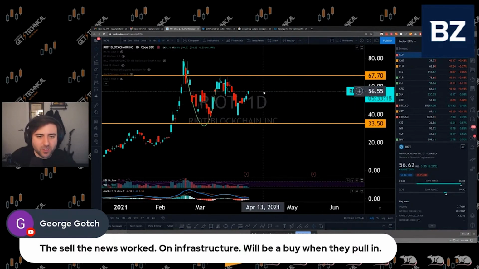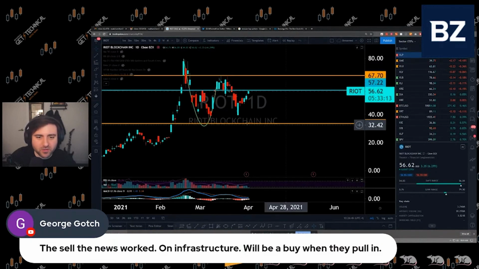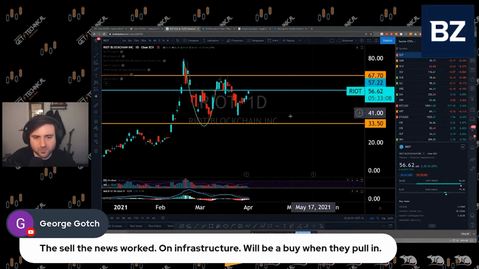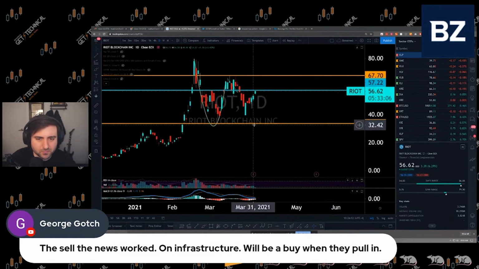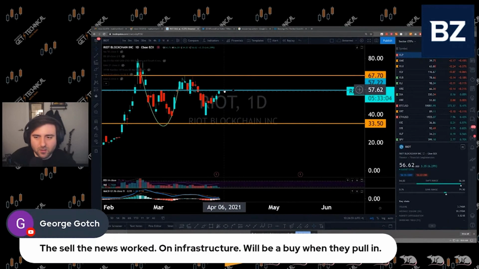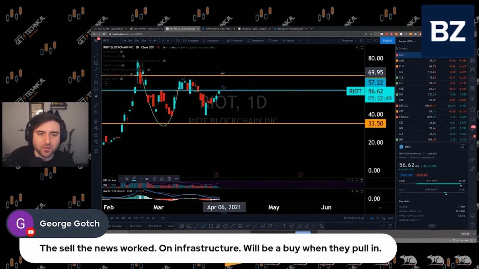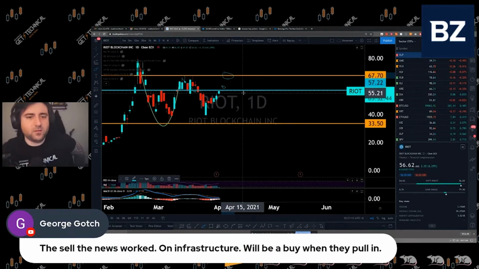Yeah, this is at the midpoint right now. A break. I'm doing this. You guys already know what this is, right? This is Riot Blockchain. A break above 57 and a third, or 57.3. I'm just trying to sound cool with the way I say prices. A break above that, you can target this upper resistance, 67, 70.